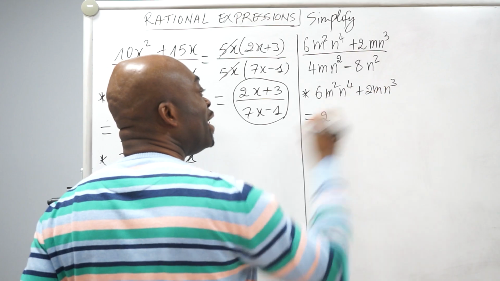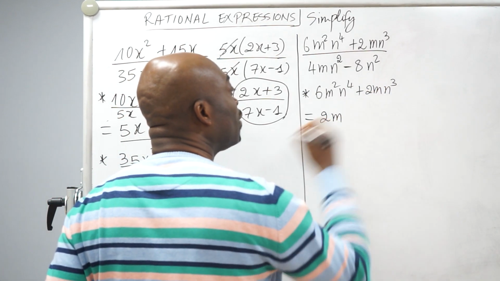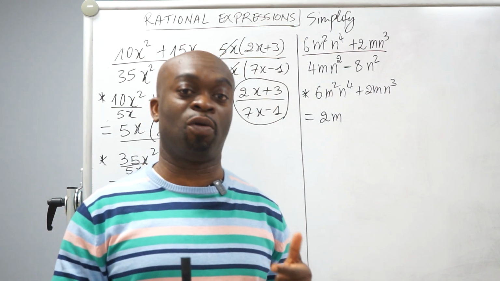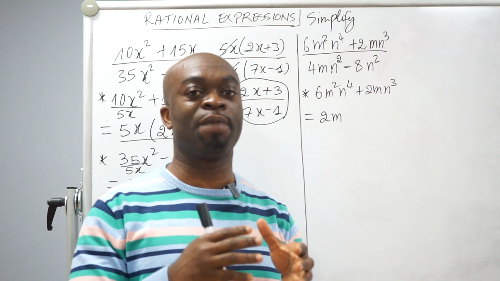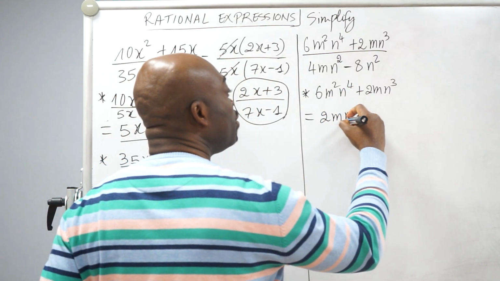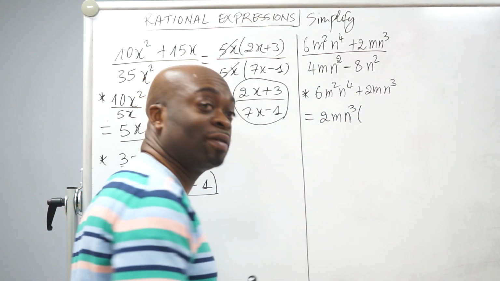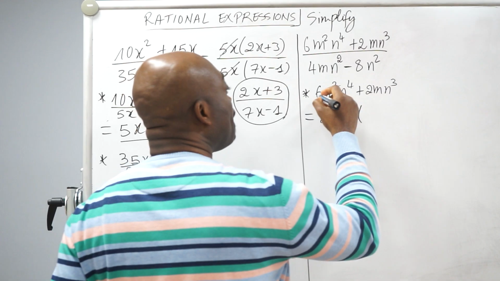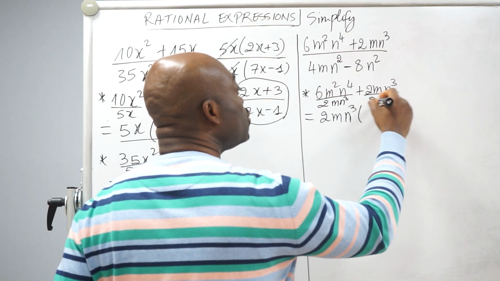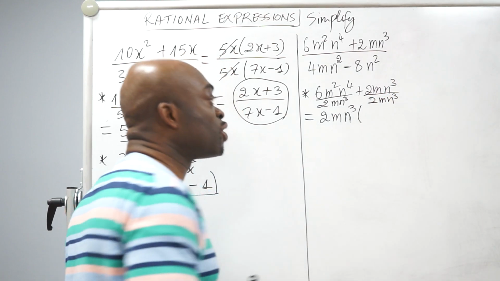So we have m squared here and m there, so we're going to have to take m out. Remember, the variable with the smallest power is always your greatest common factor when it comes to variables. So when it comes to the n, we have n to the fourth and n to the third, so n to the third is going to be the greatest common factor in this case. So you take them out, and you end up with 2mn cubed here.